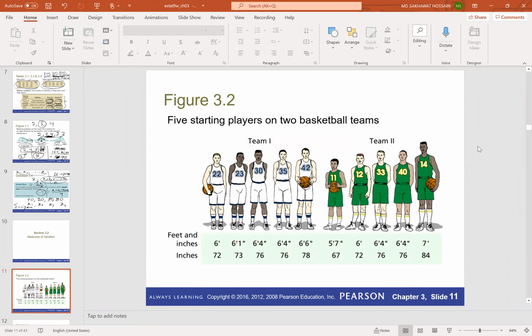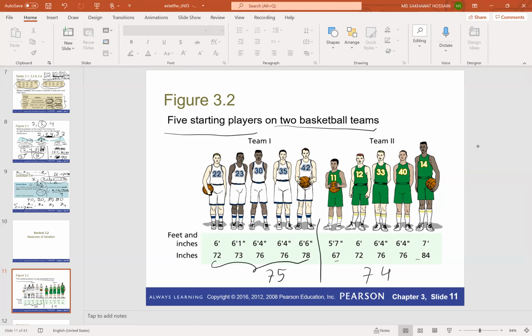If you look at these two basketball teams, we are given the heights of 5 starting players on each team. In inches, the height of the first player is 72, and then 73, 76, 76, 78. And here 67 to 84. If you calculate the average of these 5 numbers, I think the average is 75. And the average height for this team is 74.